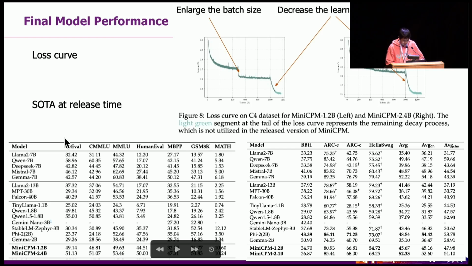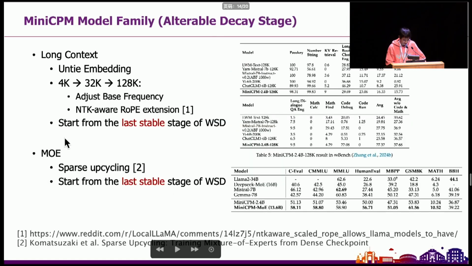On the last figure, we also include enlarging the batch size as an operation in the middle of training, and finally it produces a similar loss decrease to decreasing the learning rate. So we can also alter the decay stage to produce different models. For example, for the long context model, we start from the last stable stage of WSD. And for the MOE model, we use upcycling starting from the last stable stage of WSD.